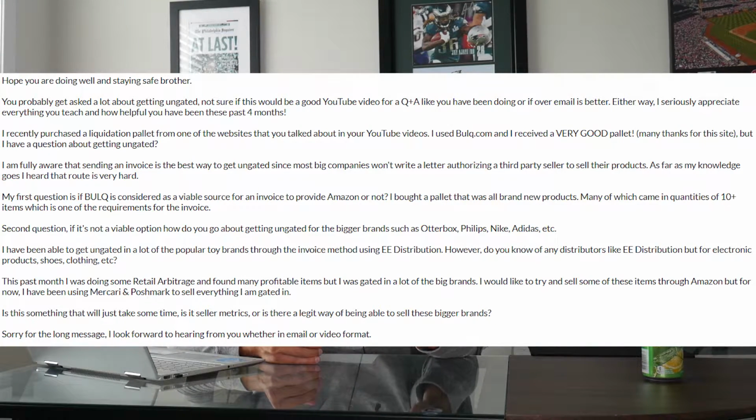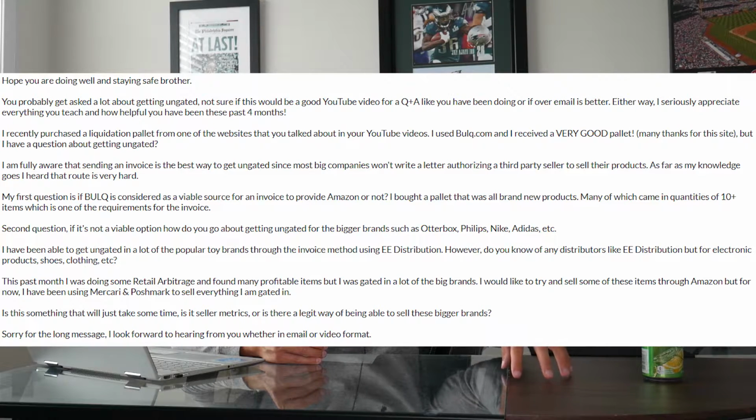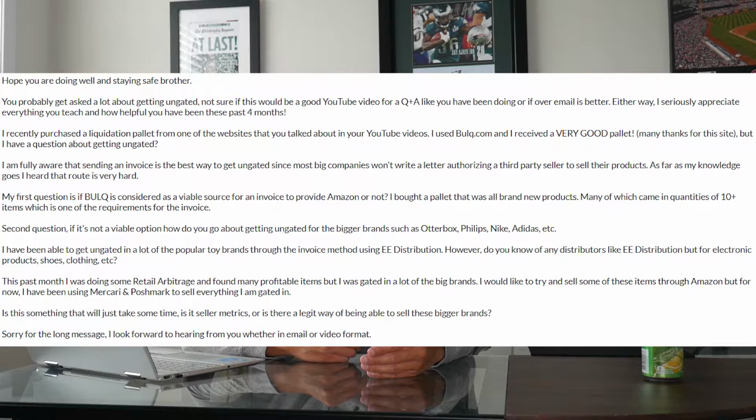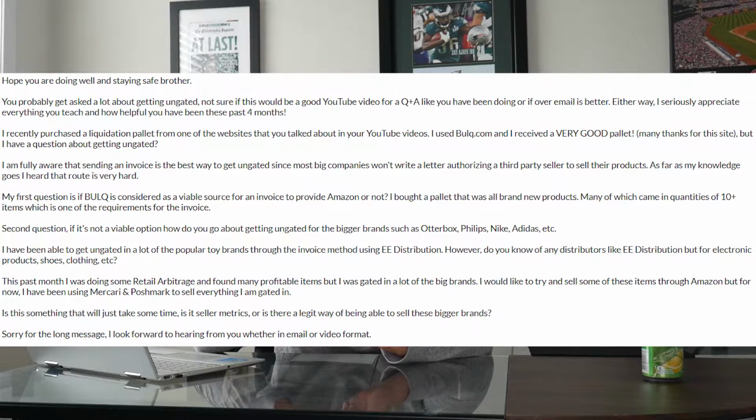So he said that he's been able to do that, sourcing invoices from EE Distribution to get ungated with toys, but recently he's been trying to do the reverse engineering with retail arbitrage, because he's found a lot of profitable items, but he wanted to get ungated with a lot of the big brands, and he wanted to try to sell some of those items through Amazon. But for now, he's just been using Mercari and Poshmark, because he's ungated there. So he's basically asking, is there something that he can do to order from those sites or from other reputable manufacturers to get ungated? Or is it something that's just going to take time to improve his seller metrics? And is there a legitimate way to source from those bigger brands?